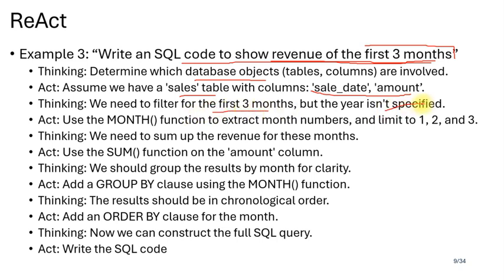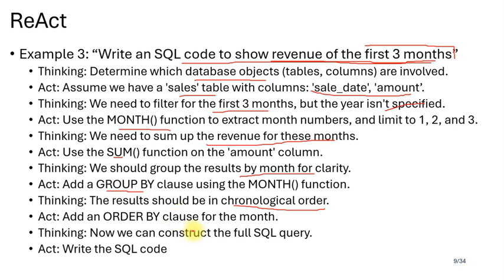But the year isn't specified, so just use the month function to extract the month number. Then we can think, oh, maybe we will sum up the revenue for each month. We use a sum function. We will group the result by month for clarity, and we can use group by. And we're thinking that we should show the result in chronological order, so we will add an order by. Now we have enough functions.